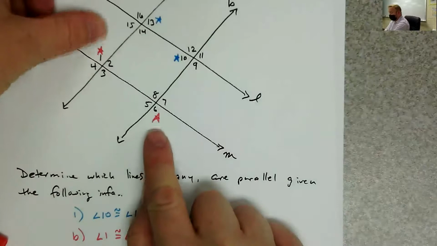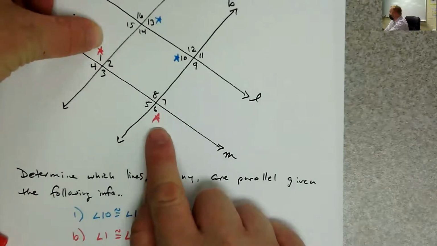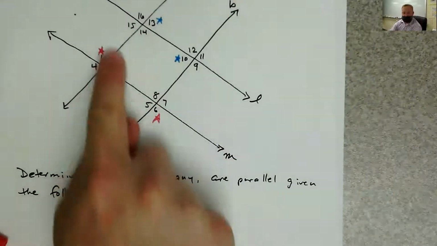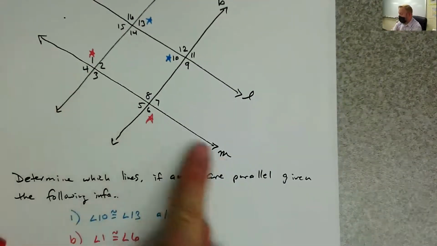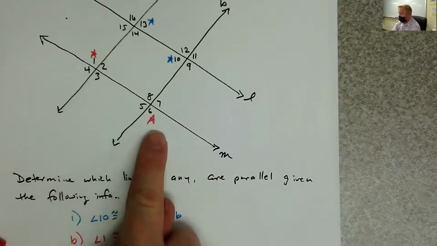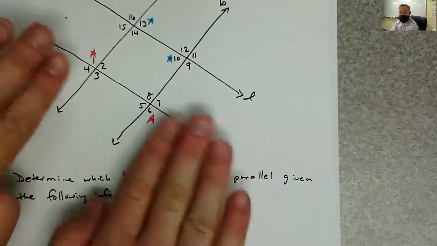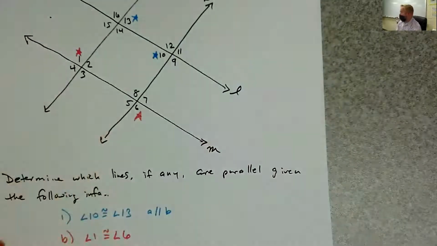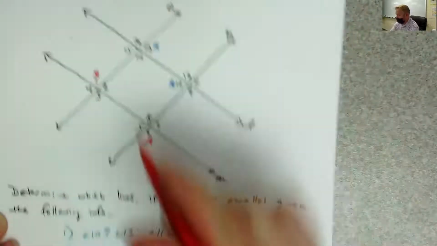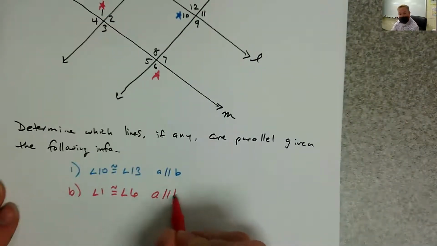Just make sure you recognize that 1 and 6 are alternate exterior angles. Make sure you can see that. They are on alternate sides of the transversal. So M is serving as the transversal here. They're on alternate sides of the transversal. They are on the exterior of your parallel lines. So if 1 and 6 are congruent, then these two lines are parallel. And again, that's A and B.